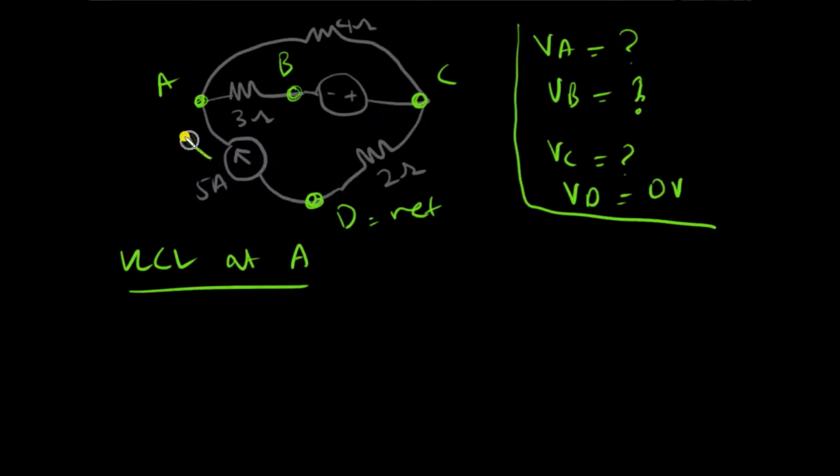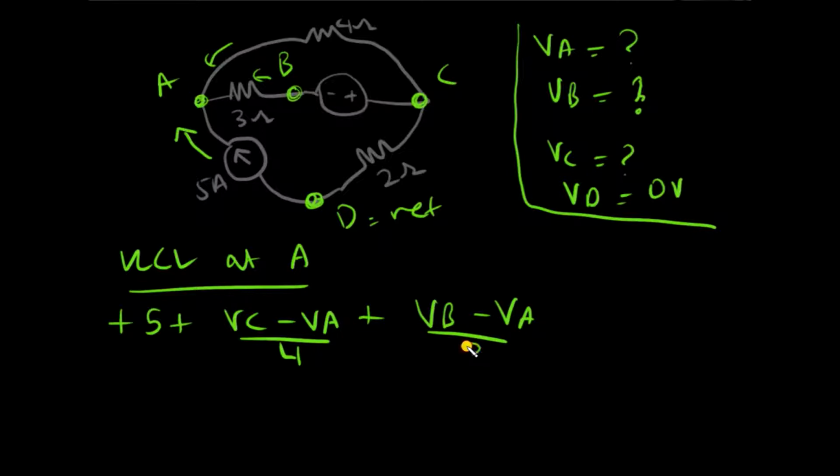Clearly there is this 5 amps current entering, so I write plus 5. There is this current entering from here, coming from node C, so I write (VC minus VA) divided by 4, and then there is other current coming from B, so I write (VB minus VA) divided by 3, is equal to 0. This is pretty simple and this is what we have done so far. But now a problem comes.